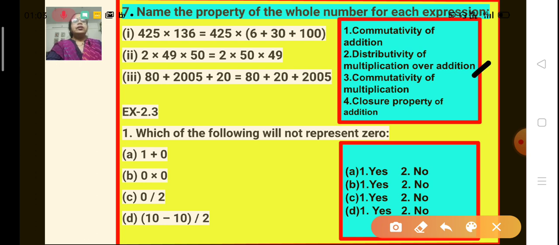Second one, here it is 2 into 49 into 50 is equal to 2 into 50 into 49. That means we are changing the order of the numbers for multiplying. What property is this? This is the commutative property of multiplication. Alright. And next one, what is it? 80 plus 2005 plus 20 is equal to 80 plus 20 plus 2005. Again we are changing the order of the numbers while adding. So this is the commutative property of addition, isn't it? So you have to take the right answers.